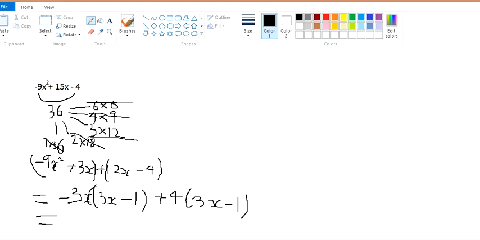Now once again, we can factor this entire thing by taking out negative 3x plus 4 and grouping them into another binomial. Due to the distributive property, we can do this. And there we go. We have factored a quadratic polynomial with a non-1 a value.